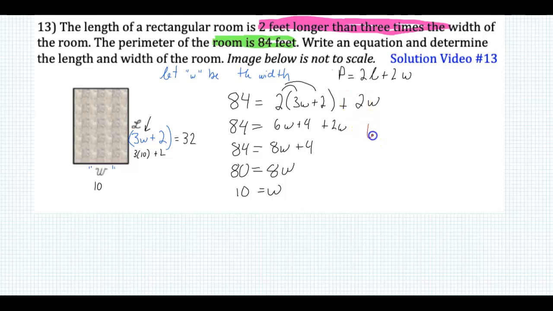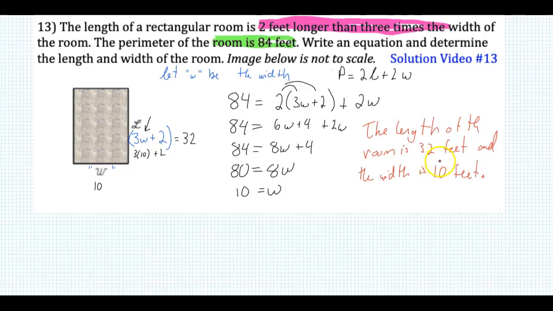So we can say the length of the room is 32 feet, and the width is 10 feet.